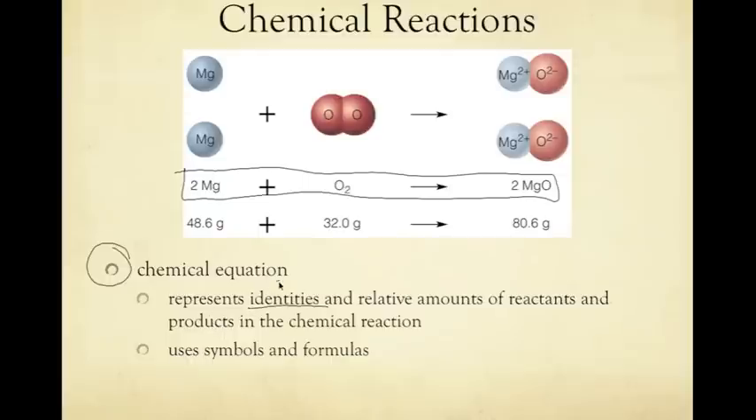The identities are going to be the actual symbols from the periodic table, like magnesium or oxygen, or in this case we have magnesium oxide. And then the relative amounts are represented by the coefficients in front of the formulas. Okay, so it tells us what we're dealing with and how much of each thing we have. It uses the formulas and the symbols.